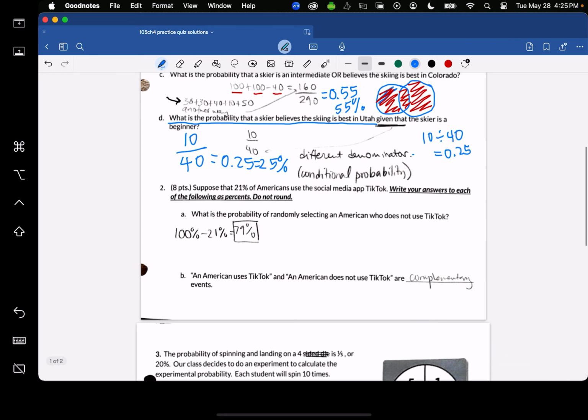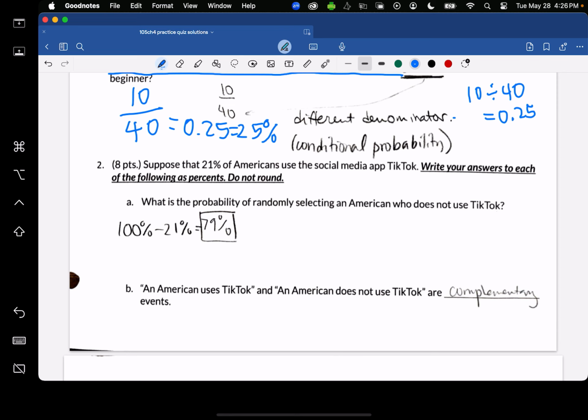Continuing on, suppose that 21% of Americans use the social media app TikTok. What is the probability of randomly selecting an American who does not use TikTok? I had a student tell me that this percentage is not very accurate. They think that more than 21% of them use TikTok. Okay, that's probably true. Anyway, 79% would be left.